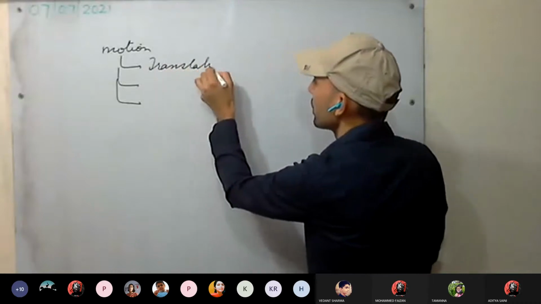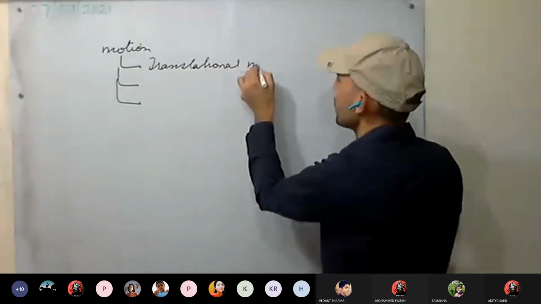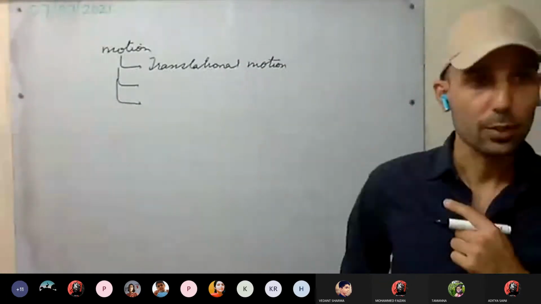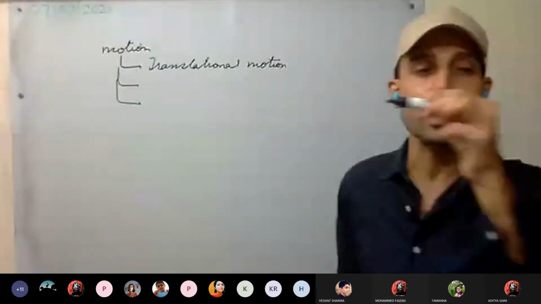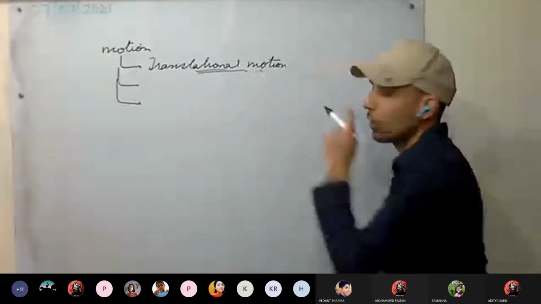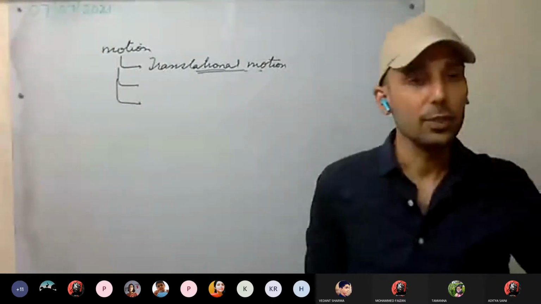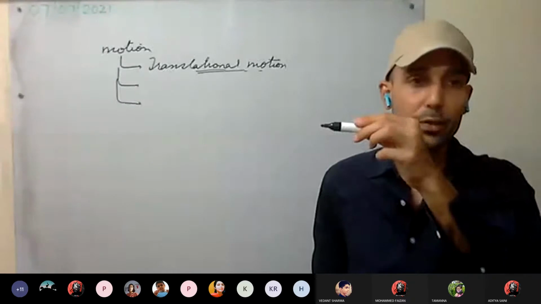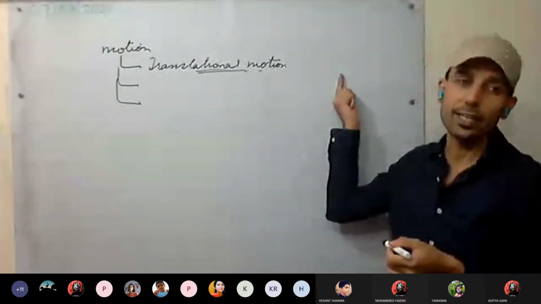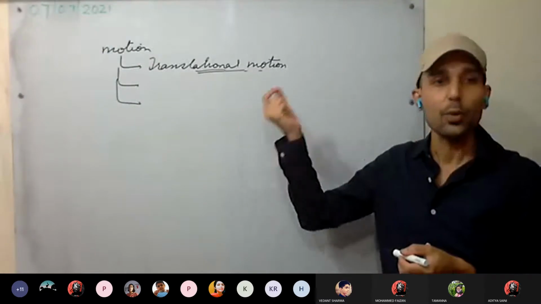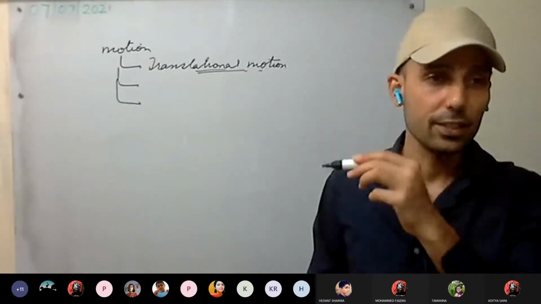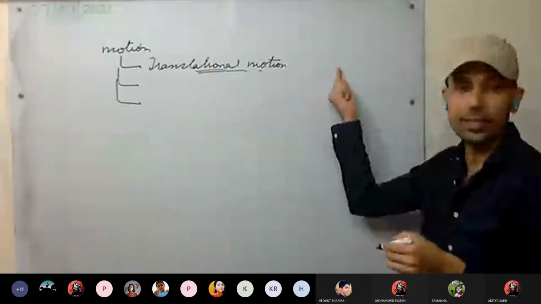First is translational motion, that is, the body is moving in a straight line. When the body is moving in a straight line, it is called translational motion. The energy possessed in that motion is called translational kinetic energy. The energy possessed by a body when it is moving in a straight line is called translational kinetic energy.